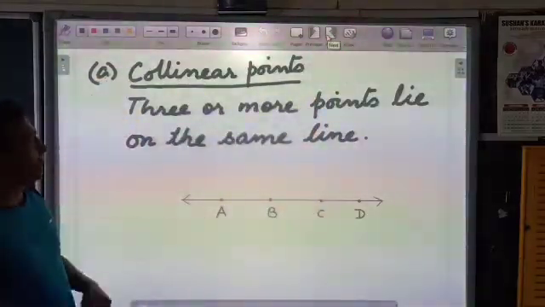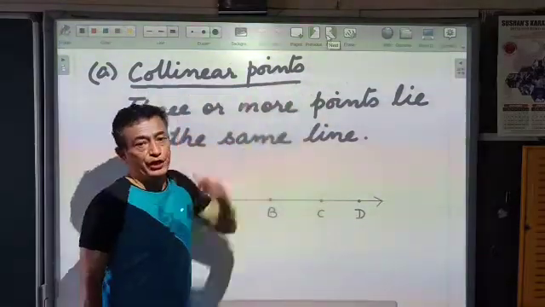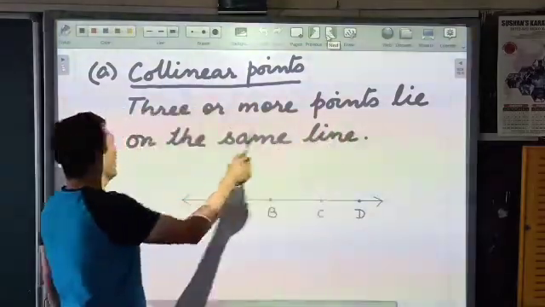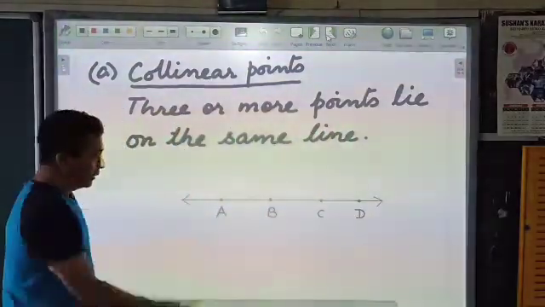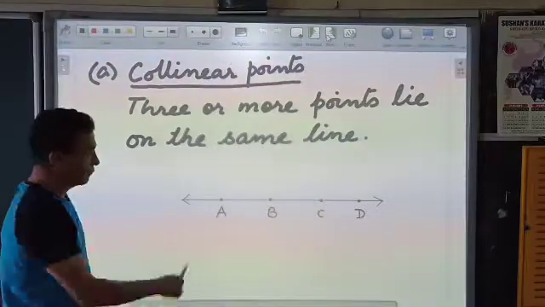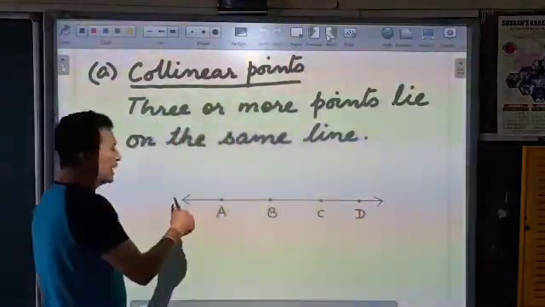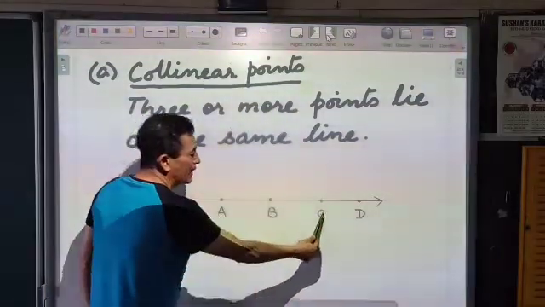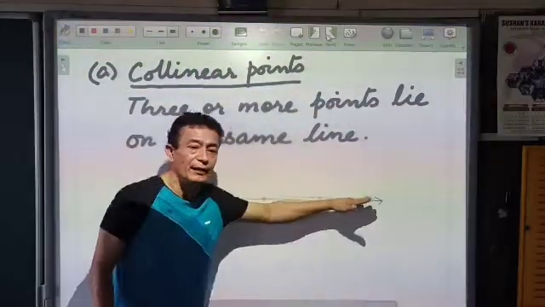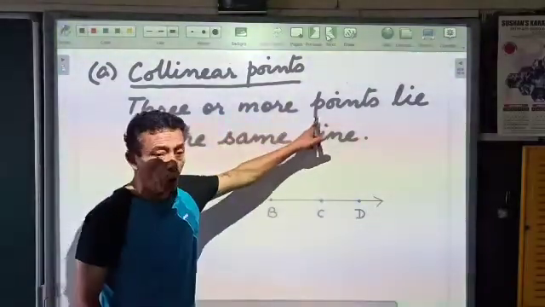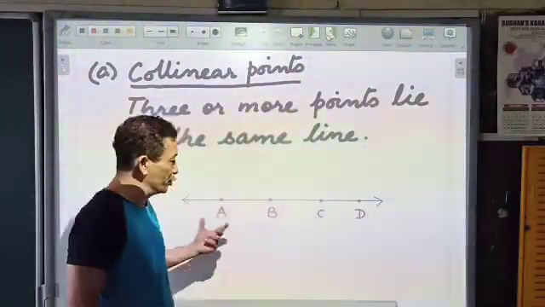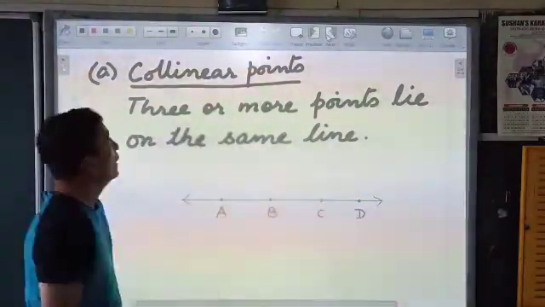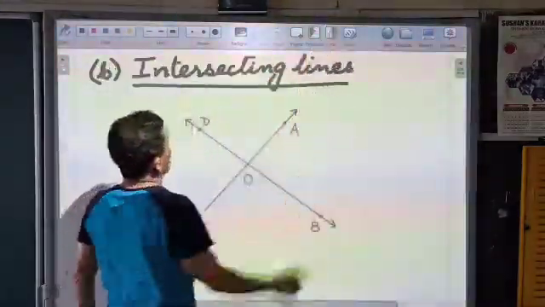Now let's go to the next one. Collinear points. Now what are collinear points? Three or more points lie on the same line. I've shown an example here. This line can be extended on both the sides, and you can see that the points A, B and C are on the line, three or more. So here I have shown 4 points, A, B, C, D.